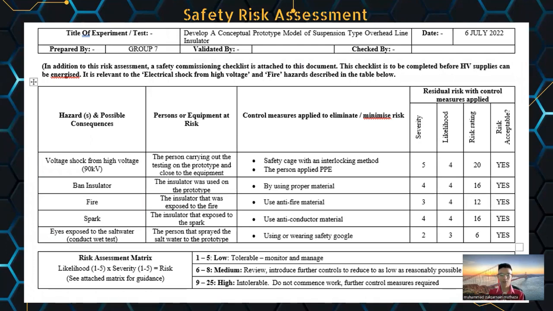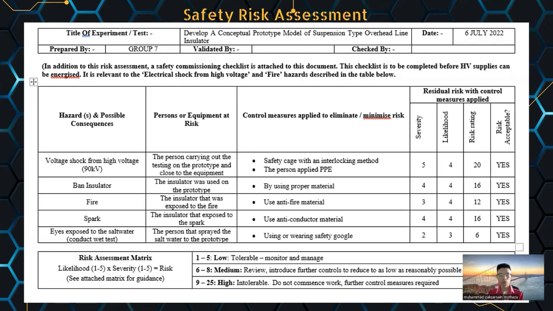Hi, Assalamualaikum warahmatullahi wabarakatuh. My name is Ahmad Amirul Afiq bin Muhammad Fauzi, matric number CN190130. I will present about safety risk assessment. The safety risk assessment is a form that students need to fill in before running the insulator testing.